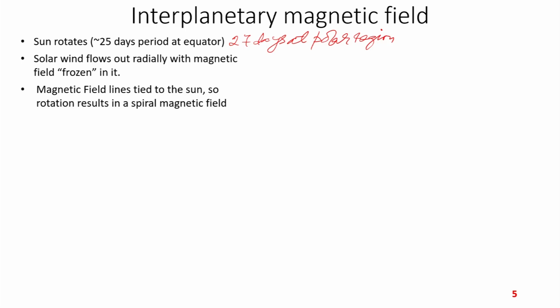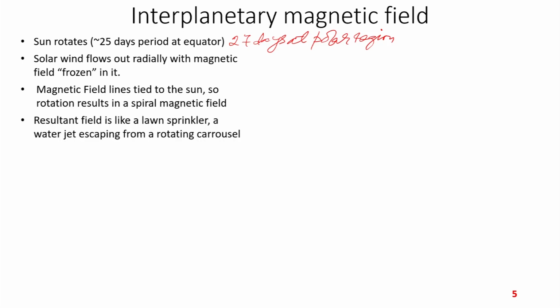It is radial, but the configuration becomes a spiral, and the resultant field looks like a lawn sprinkler, whatever they use in the lawn. So it is basically a water jet escaping from a rotating carousel. That you have already seen in the previous schematic or image also.